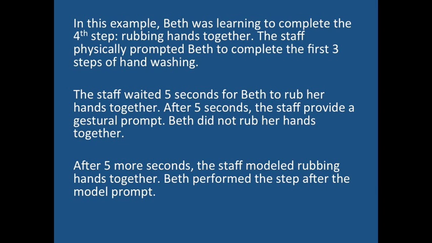In this example, Beth was learning to complete the 4th step of hand washing, which is rubbing hands together. The staff physically prompted Beth to complete the first 3 steps of hand washing. The staff waited 5 seconds for Beth to rub her hands together. After 5 seconds, the staff provided a gestural prompt. However, Beth did not rub her hands together. After 5 more seconds, the staff modeled rubbing hands together, and Beth performed the step after the model prompt.